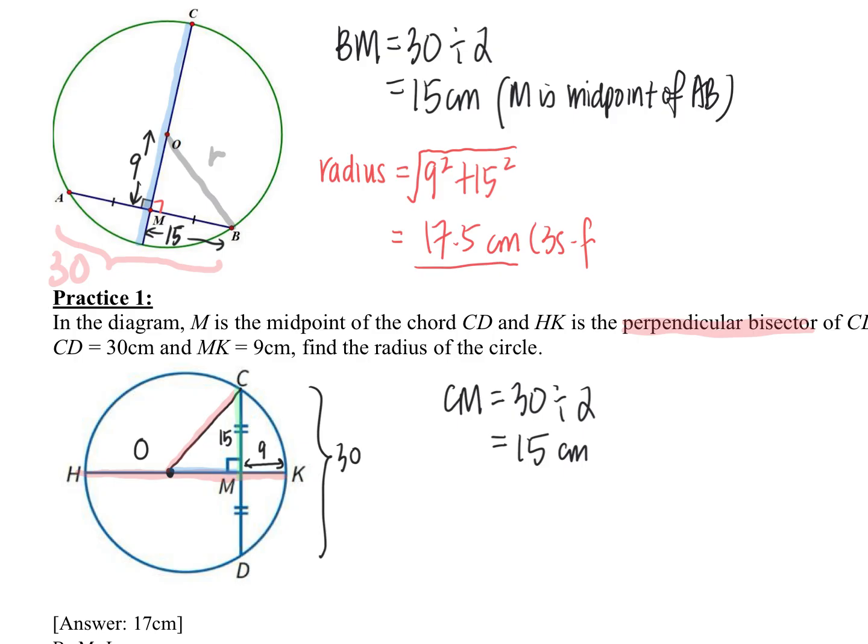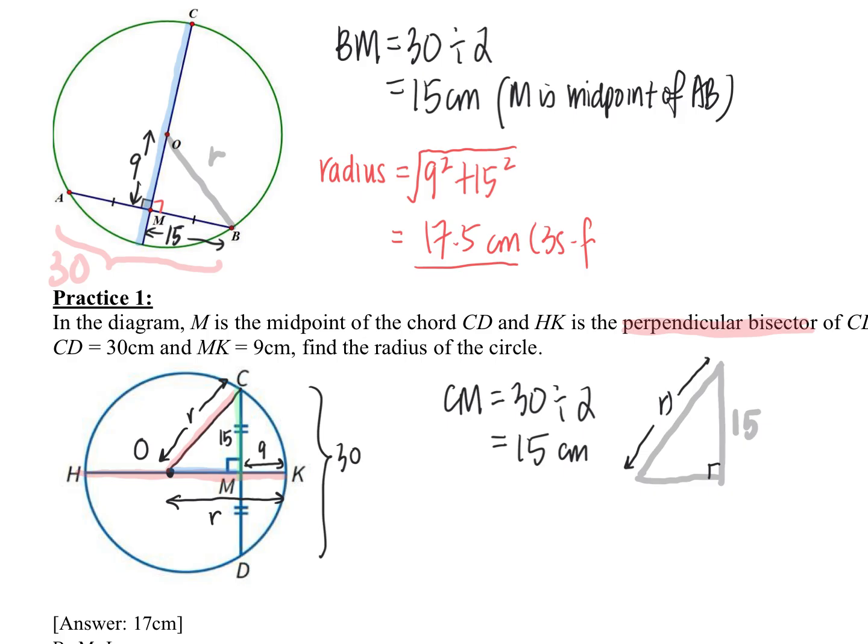Okay, so if we look at these 3 lengths, I know this is 15. I have no information about this or this at all. But actually what I can do is, I can let this thing be R because this is my radius. Okay, so that's one unknown. But if you observe carefully, this whole thing is also R. This is also my radius.